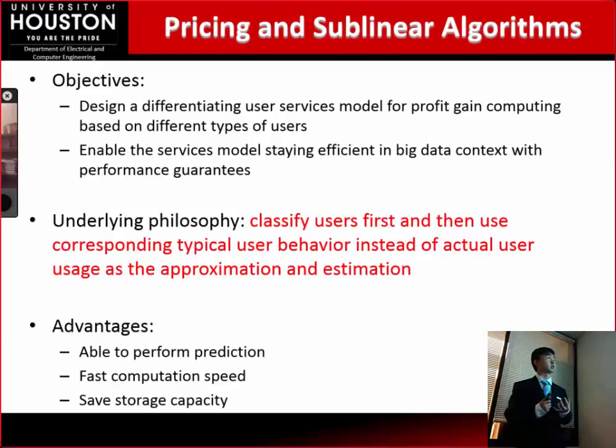So overall it is to gain profits, and the objectives for the second research work are, first, we design a differentiated user services model for profit gain, based on the different types of users. And second, we want the service model to stay efficient even if the data is big, and it should have some performance guarantees.